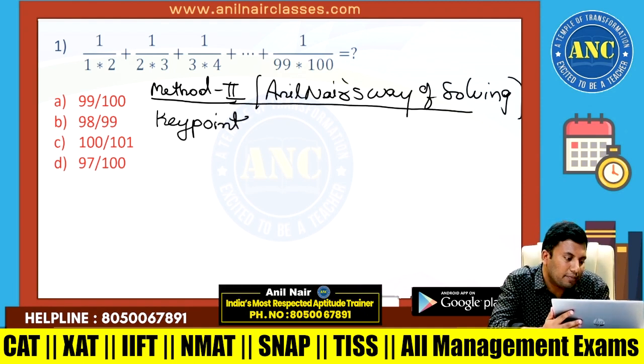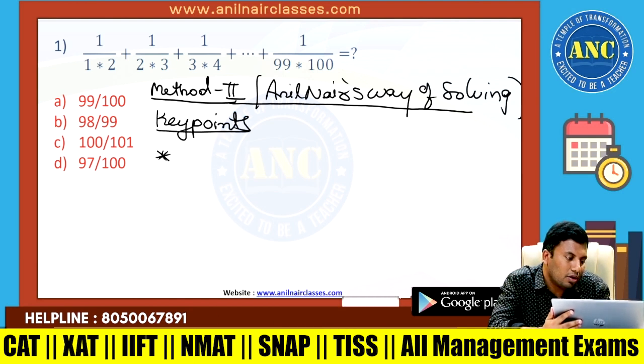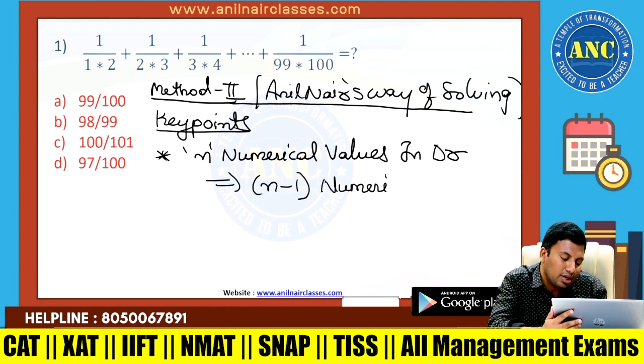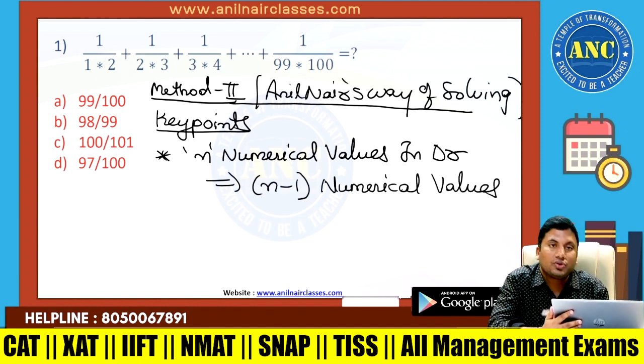Key points are: if there are n numerical values in the denominator, condense it to n minus 1 numerical values.